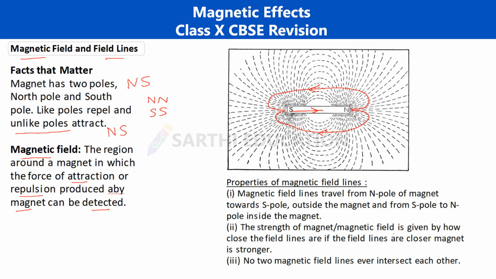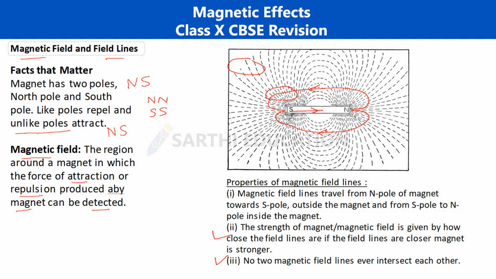The strength of a magnet or magnetic field is given by how close these field lines are. The magnetic field lines around here are very much closer to the magnet. Hence, here the magnetic field intensity is more. In this particular region, magnetic field lines are far away from this magnet. We can say here the intensity of the magnetic field force will be less as compared to this region.